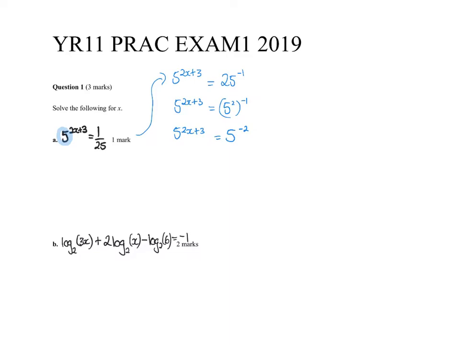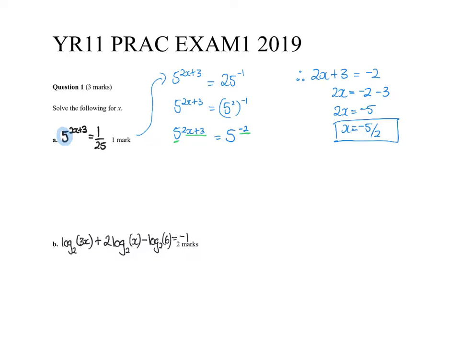So now that you've got the same base, you can say these powers equal each other. So you therefore can say that 2x plus 3 equals -2. Okay, and then you have a normal equation. So I'm just going to solve normally. I'm moving the 3 over, it becomes negative. So I get 2x equals -5, and x equals -5 divided by 2. And there's my answer.